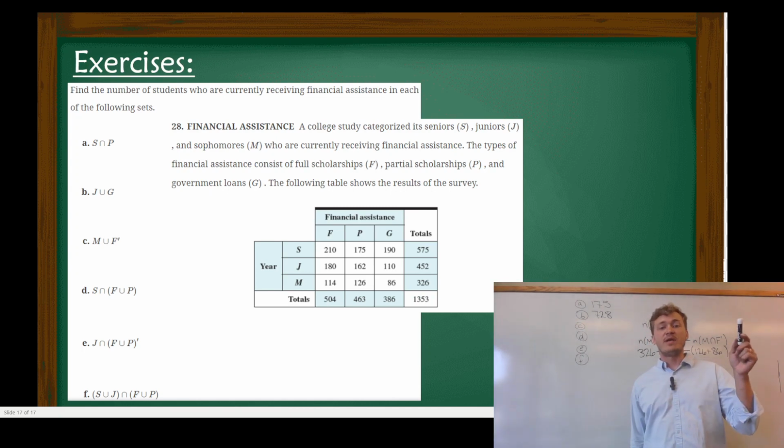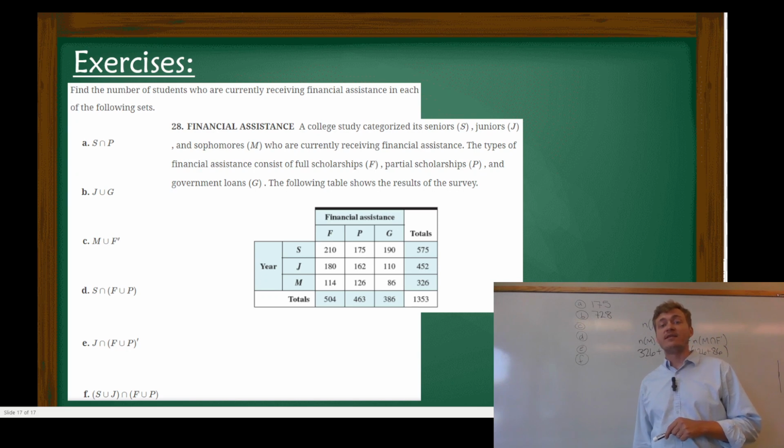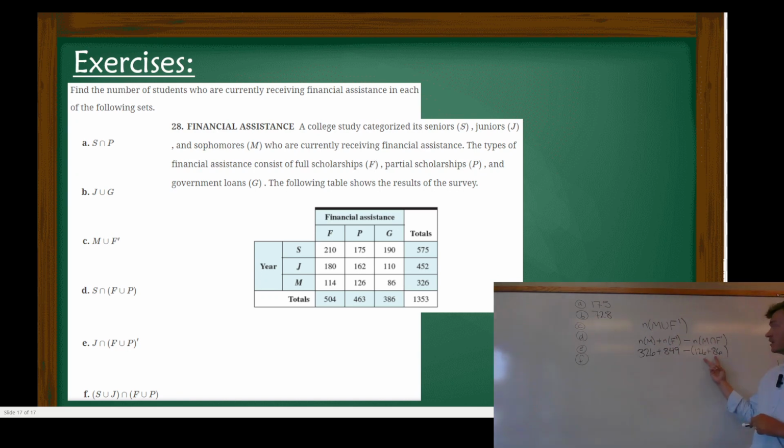F prime means P or G. So M intersect P is 126. M intersect G is 86. These are the two numbers that come from this. If you're intersecting not F, that means you're intersecting P or you're intersecting G. And I get two numbers that I had to subtract from this overlap. So now we're going to add these two numbers and subtract the sum of these two numbers.